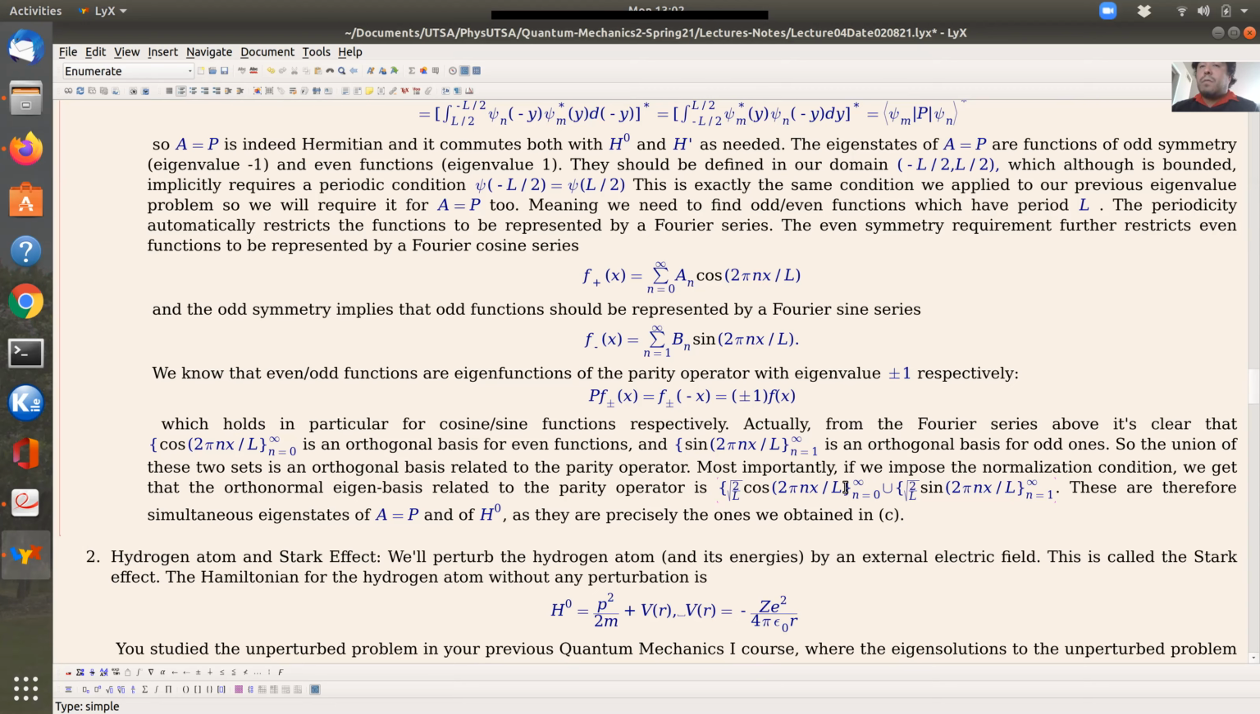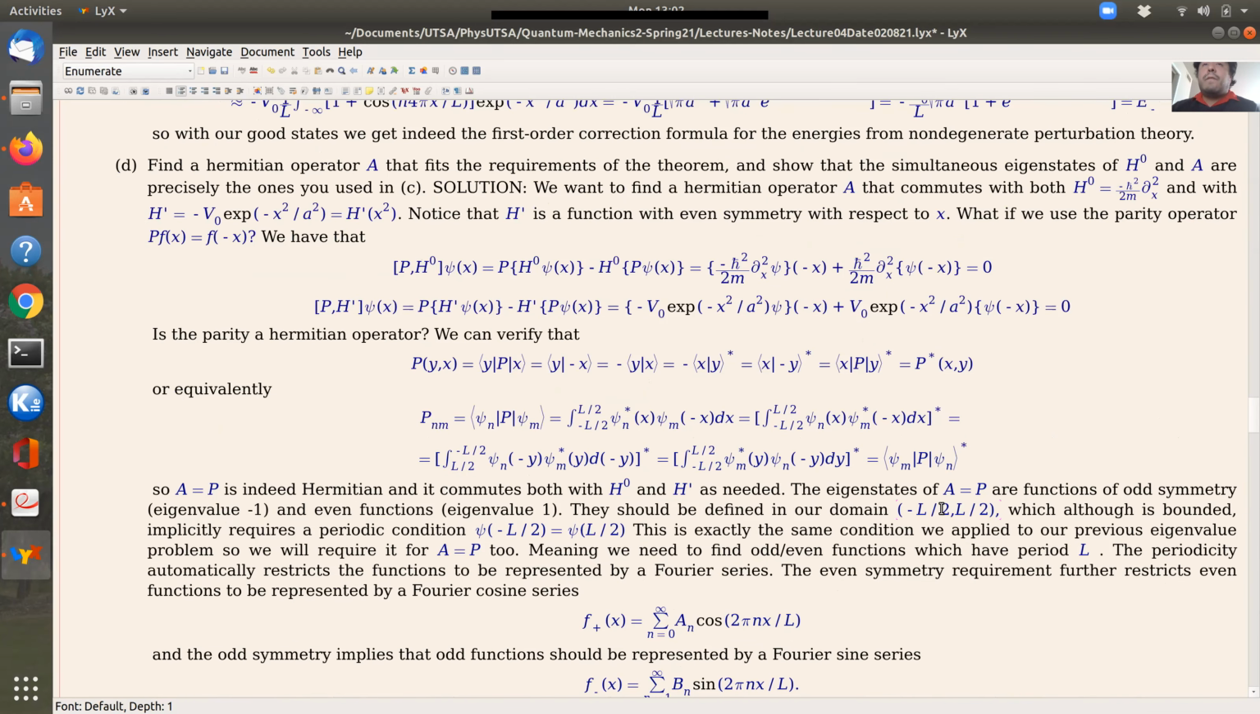So this is the basis for even functions. This is for odd functions. And so these are therefore simultaneous eigenstates of A equal to P and H naught, as they are precisely the ones we obtained in C. So basically, once you arrive at this, you say, oh, this is my basis. Oh, but if I normalize it, I get this. Well, these were exactly the same states that I got for the good states. So this is a very powerful argument.